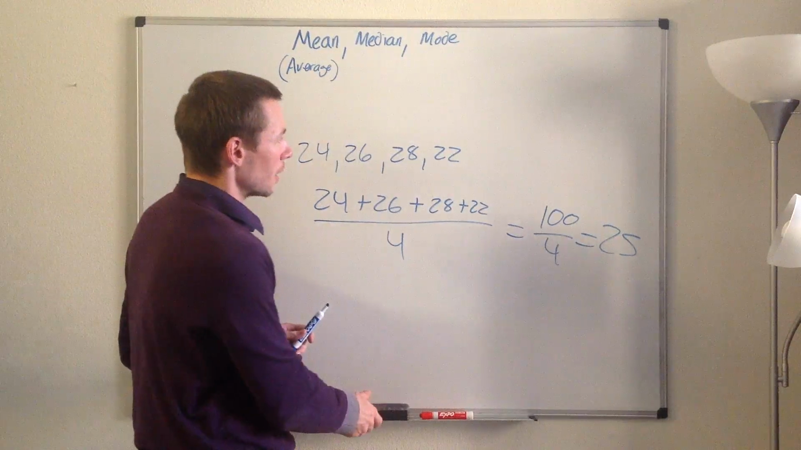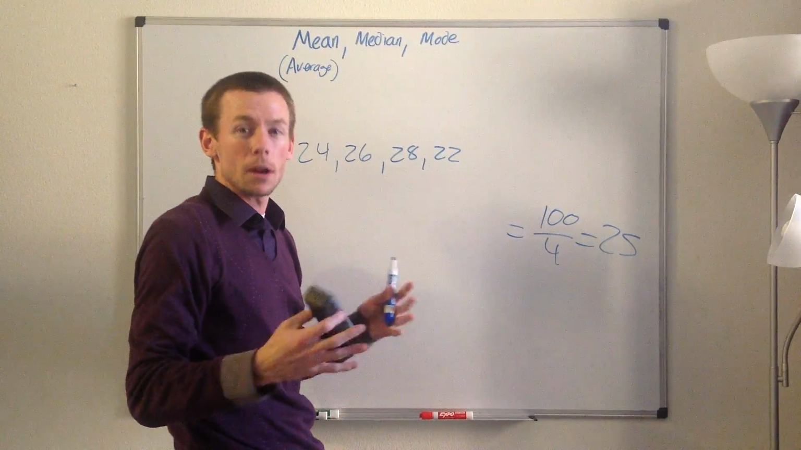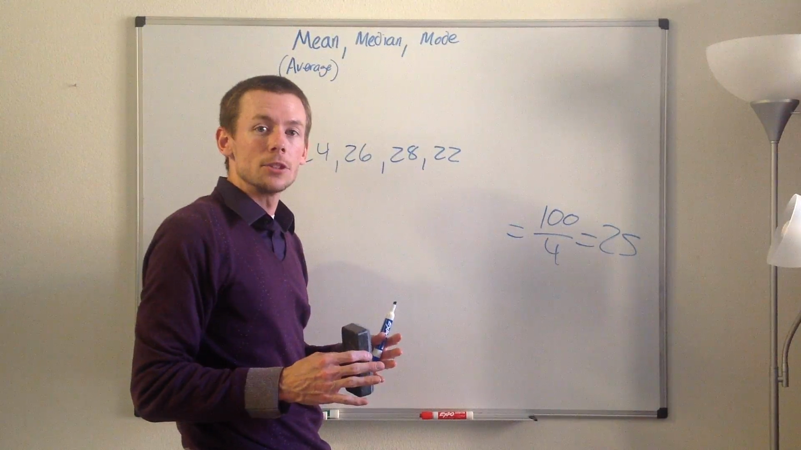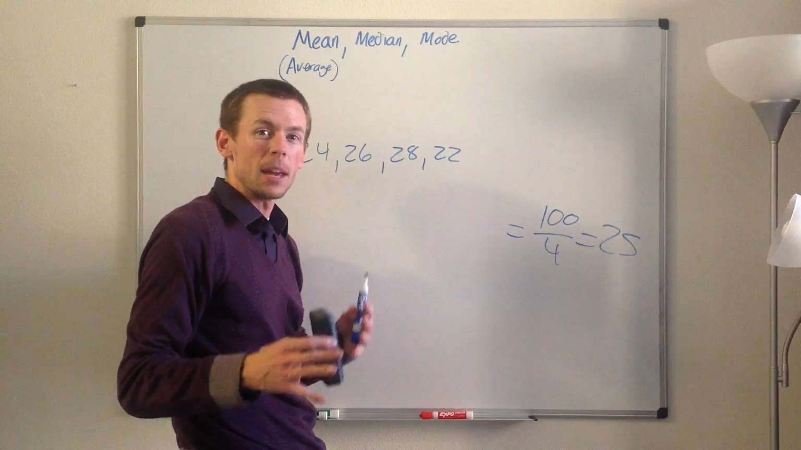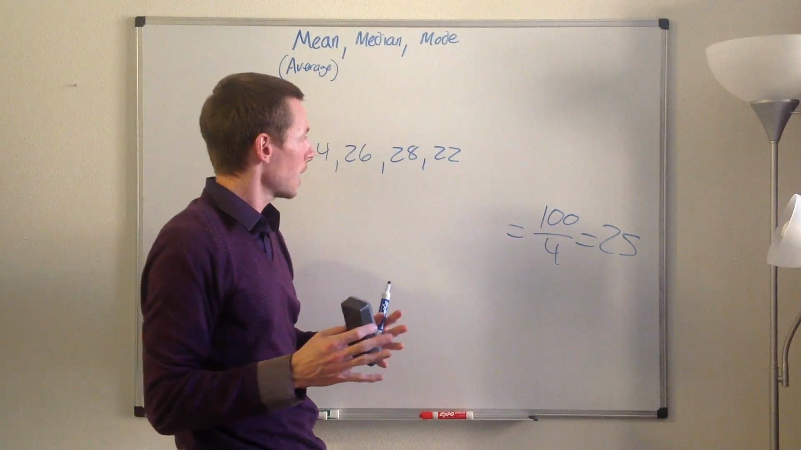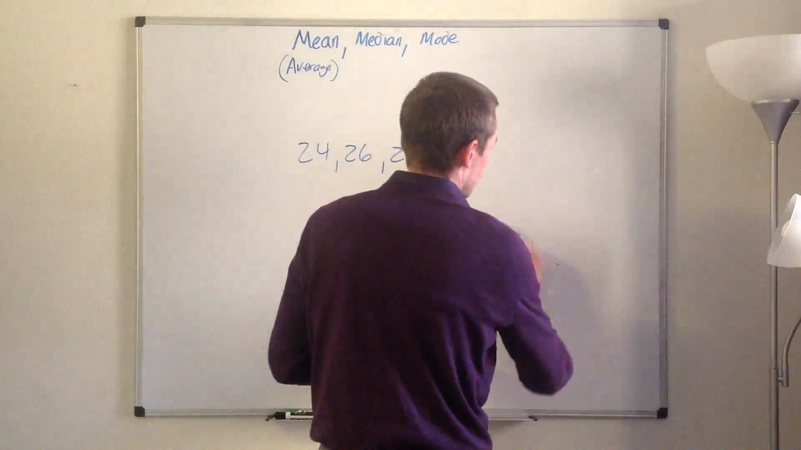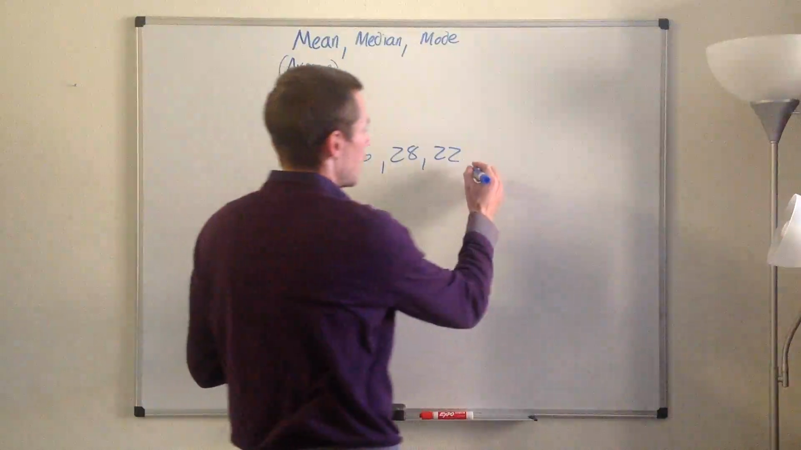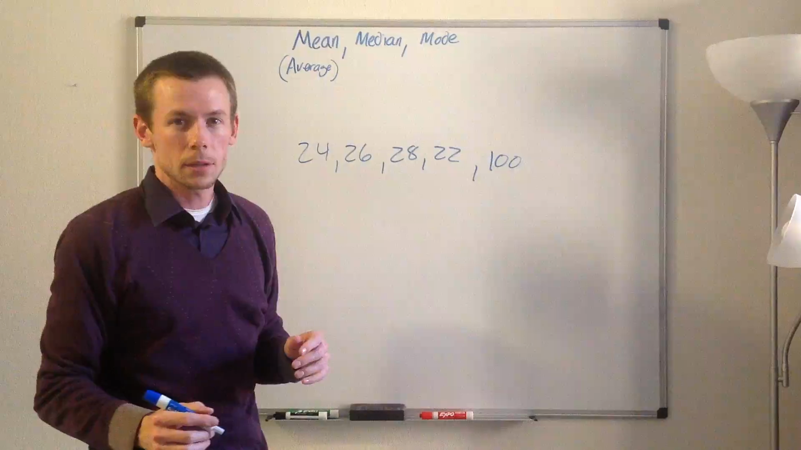Okay? However, one of the problems with the mean is one really large or really small number could throw off or make the data seem not quite as applicable as it should. So let me show you what I mean. In other words, it could distort it. Let's say there was also a 100-year-old in this group. Okay?